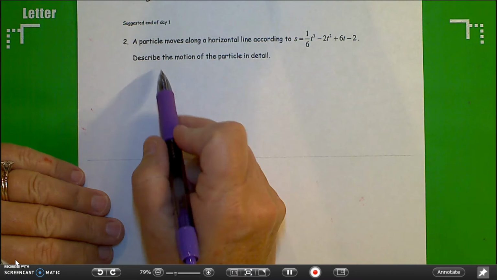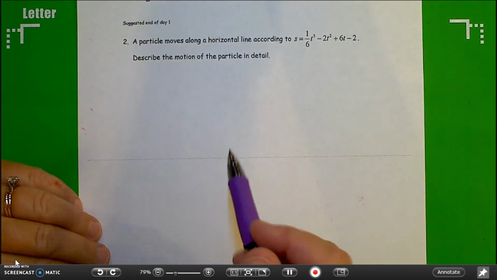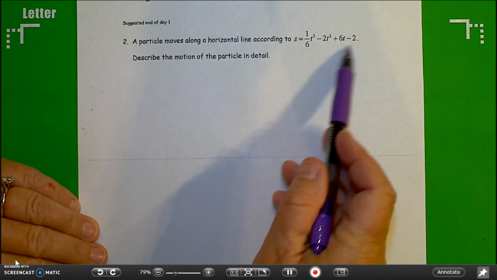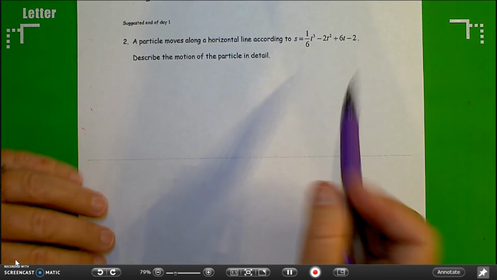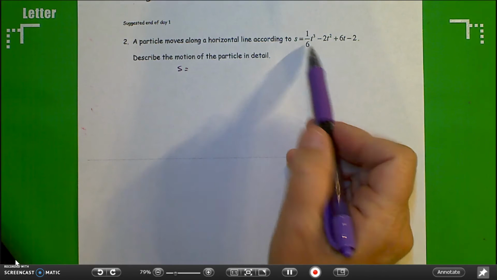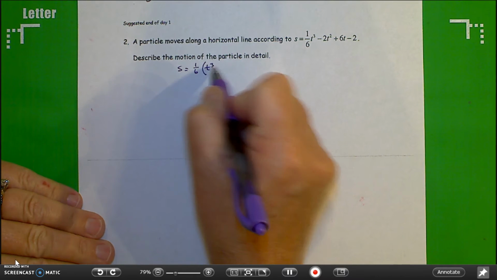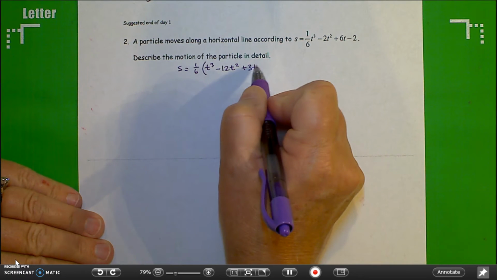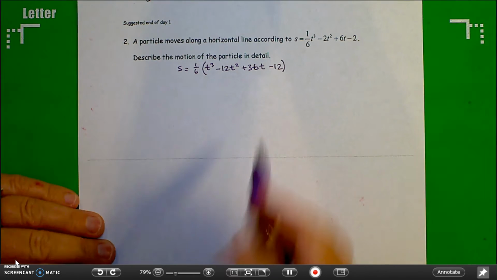So, if we're describing the motion of this particle in detail, the first thing I want to consider is the position. I'm interested in when it's at the origin, and when it's to the left of the origin and to the right of the origin. So I need to know the times when it's at the origin, which is when the position function will equal 0. So basically I need to factor this. So the first thing I'm going to do is take out this coefficient. I don't particularly like coefficients. So I'm going to factor out a 1/6. That leaves me with t cubed minus 12t squared plus 36t minus 12. And now I need to factor this.